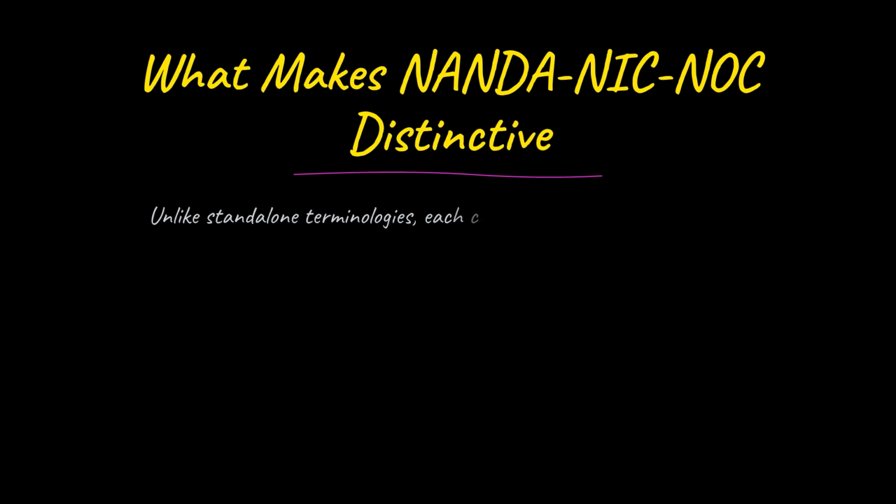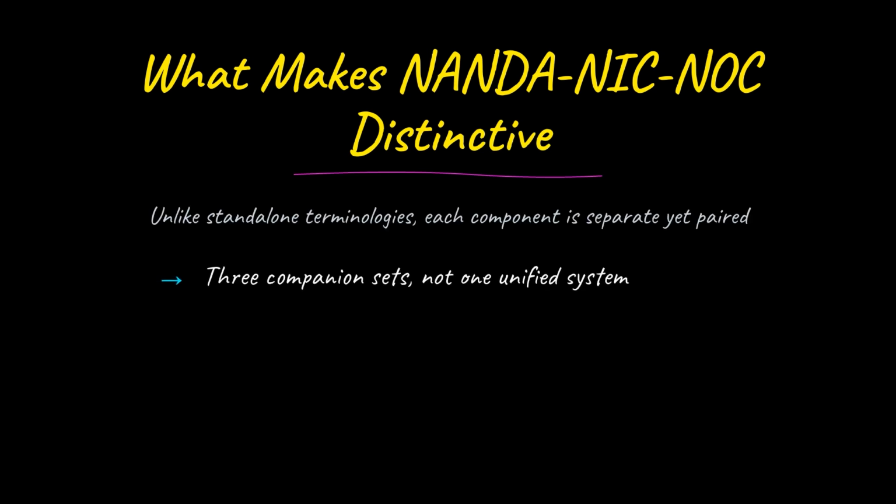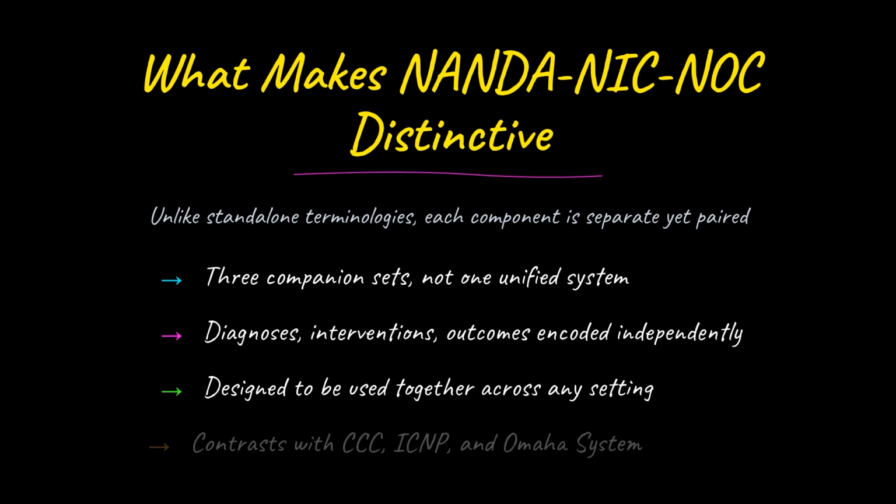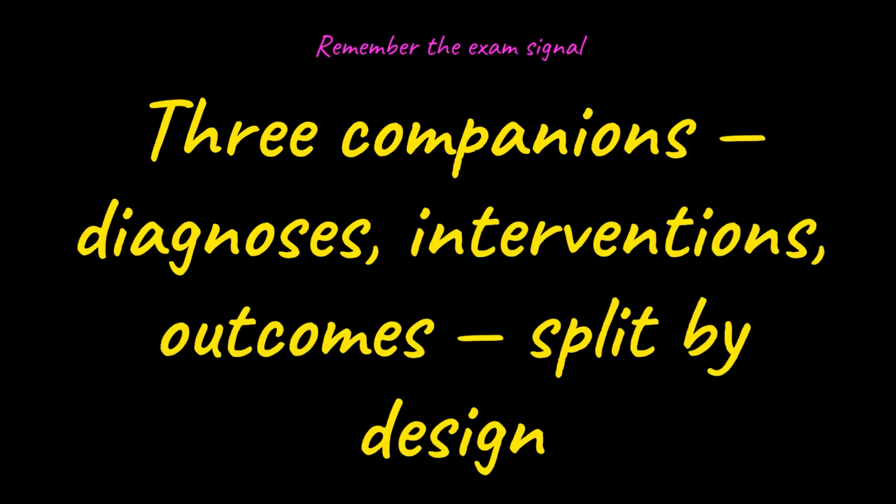This is the key exam distinction. Systems like the Omaha system or ICNP encode diagnoses, interventions, and outcomes within a single standalone terminology. NANDA, NIC, and NOC split those elements across 3 separately maintained but companion sets. When an exam stem mentions 3 companion terminologies covering nursing diagnoses, interventions, and outcomes encoded separately, NANDA, NIC, and NOC is the answer. Their defining feature is that they work together while remaining distinct.